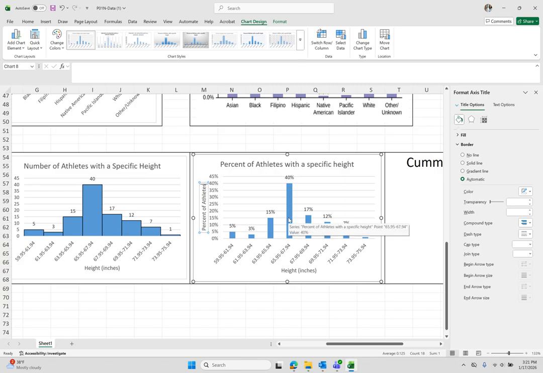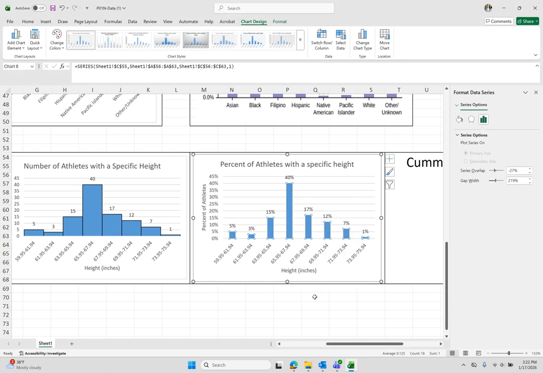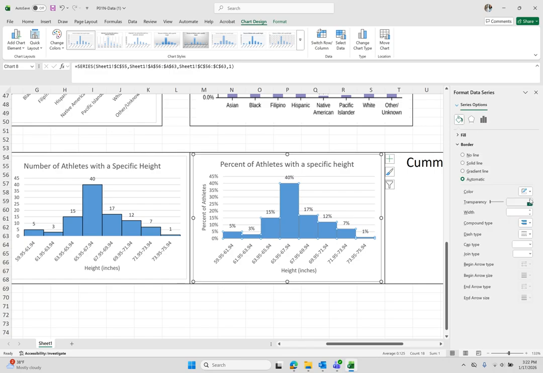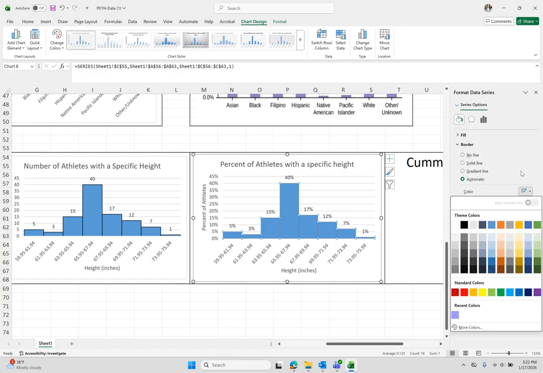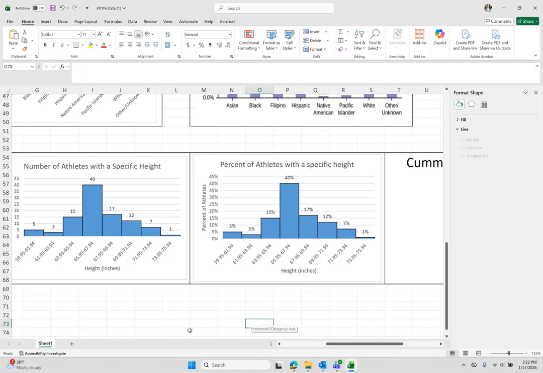I need this to be a histogram. Histogram means that the bars must be attached to each other. This is a numerical and continuous heights values, so we want them to be next to each other. So I will format the data series with a gap width of 0, and also let's give it a border that is black. And here we are.